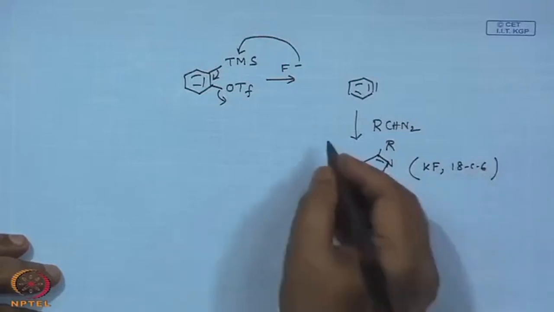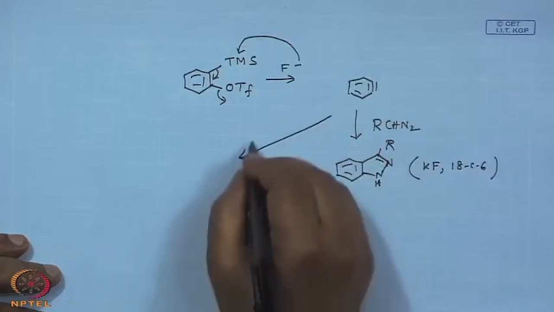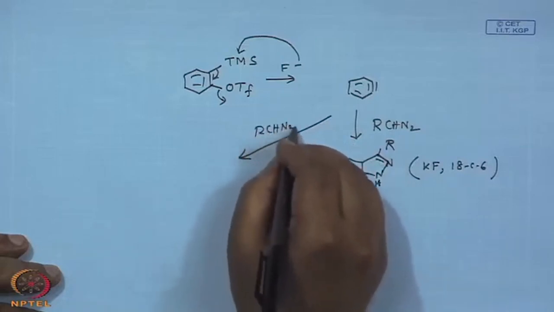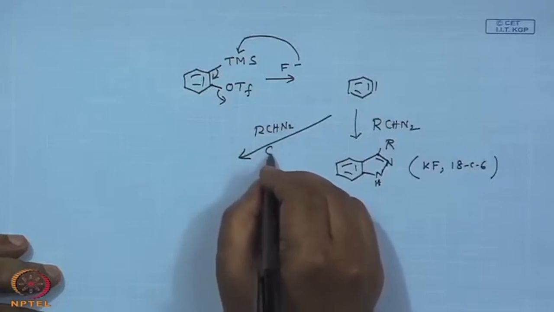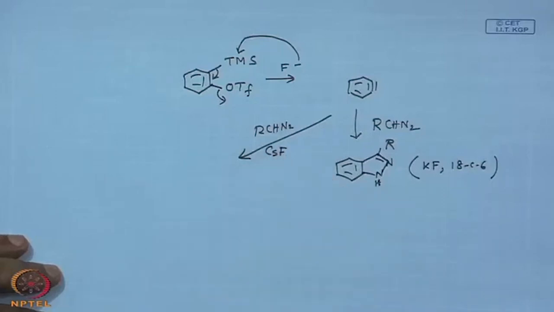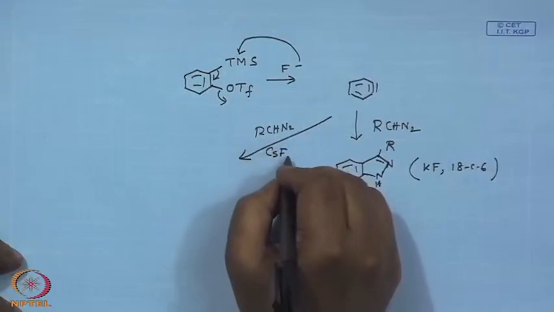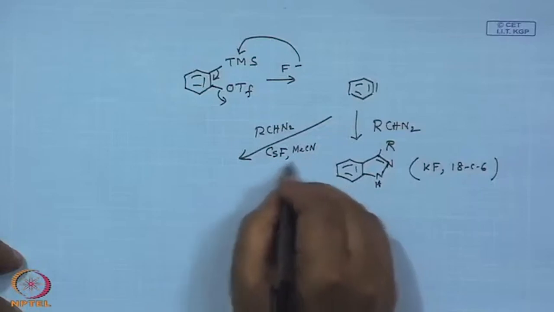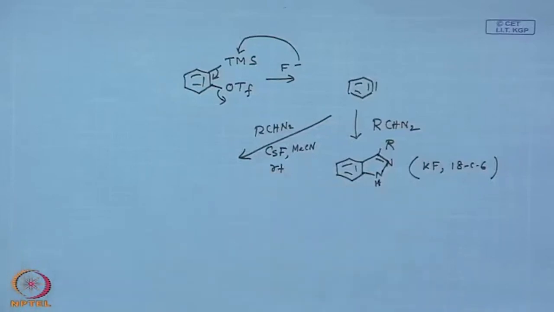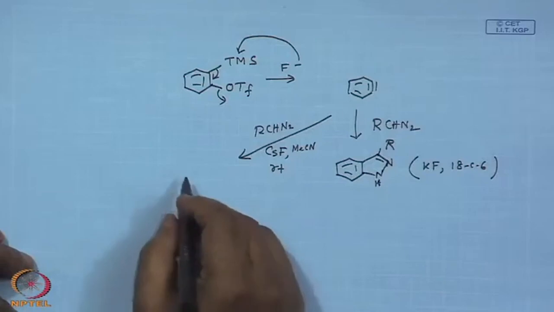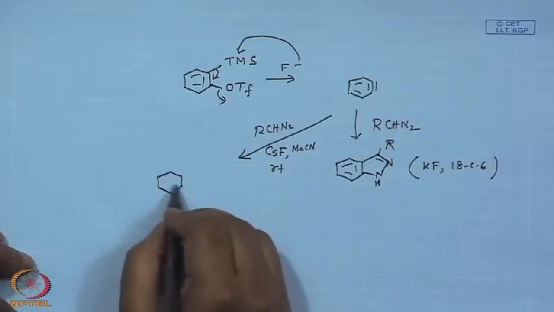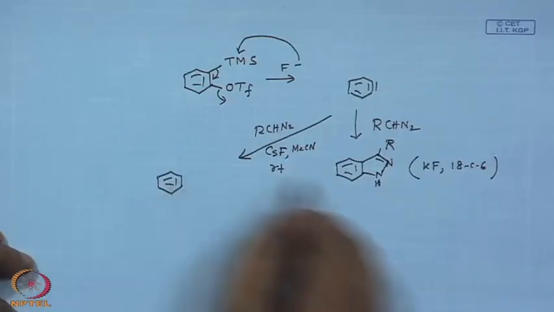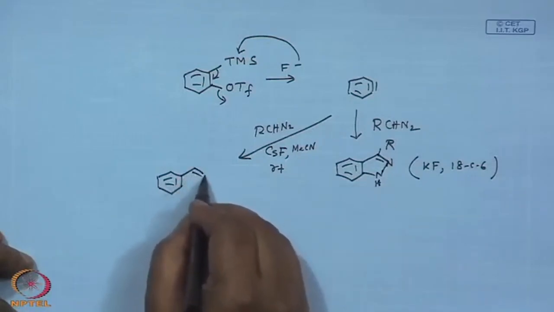So, if you use that, then you will get this. Okay. But if you have the same kind of substrate, but the reagent is a little different, this is cesium fluoride, which is supposed to generate a more nucleophilic carbanion, and the other condition is methyl cyanide, that is acetonitrile, and room temperature. What do you expect? You will expect a very similar compound, but not exactly the one we have been seeing on the right hand side.